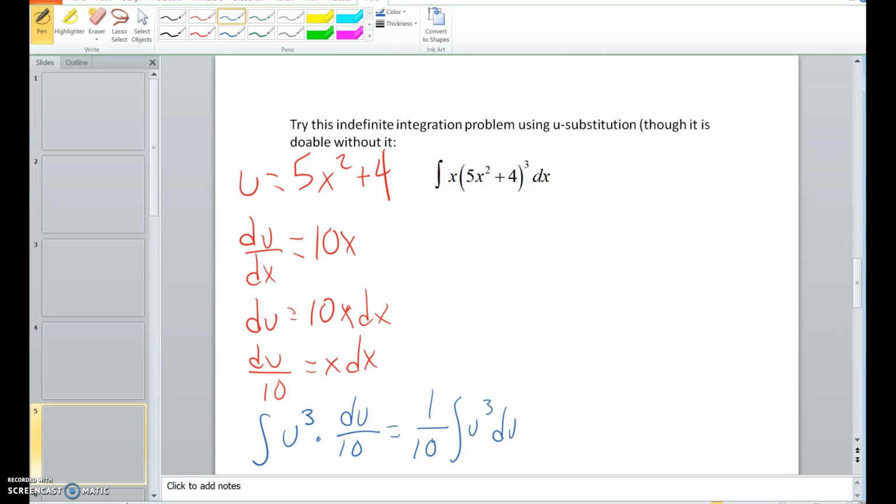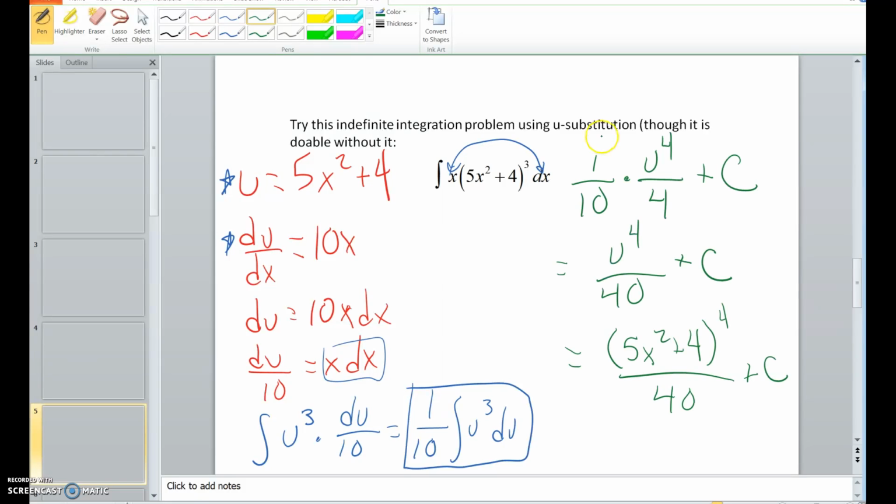Okay, so here I've rewritten the problem. I started with my definition of u, and then I took the derivative. I got du/dx equals 10x. I solved this for x dx because there's an x and a dx in the original problem. When I do that, I get that x dx is equal to du over 10. So when you substitute in, you get u cubed times du over 10, which just gets you to this problem. Okay, so go ahead and do the integration and then substitute back in for x.